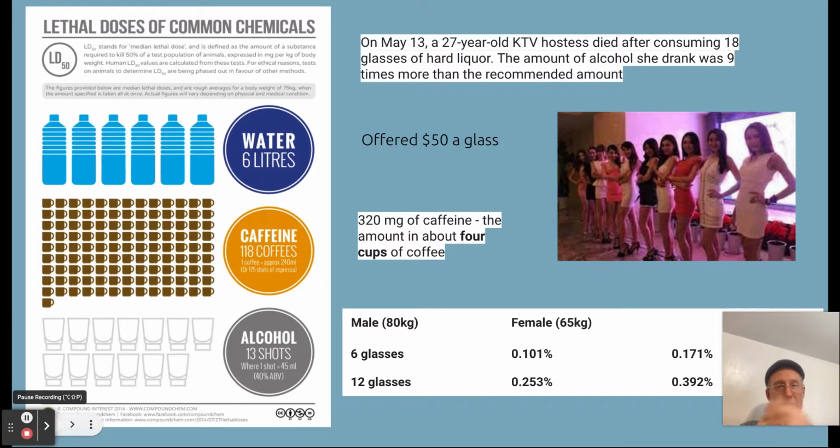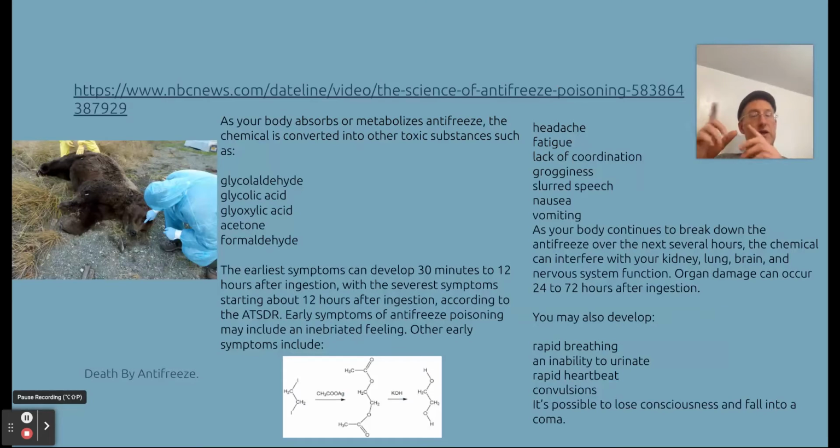Here's some more popular ways to kill yourself. Alcohol, of course. There was a case of a hostess, those are hostesses there, who drank 18 glasses of hard liquor. She got paid, I think, $50 a glass. So she killed herself with liquor. And that's because it builds up faster in a smaller person than in a larger person, also very dependent on your liver function. You can also do this with coffee, takes a bit more, but you could also do it with Monsters. You could just drink enough Monster to literally kill yourself. So please don't.